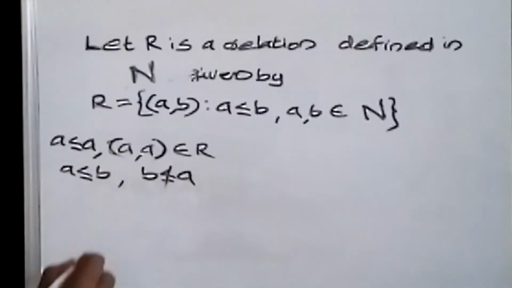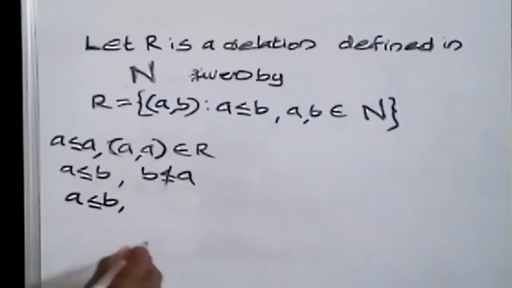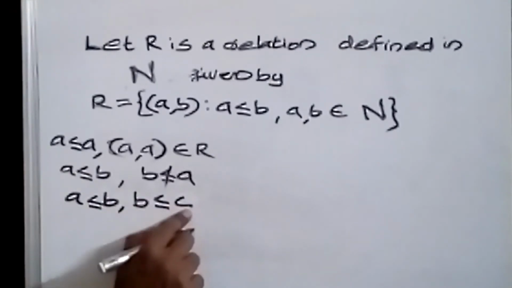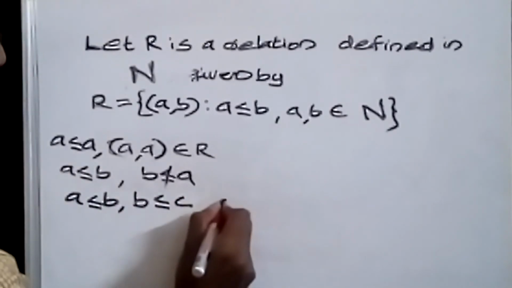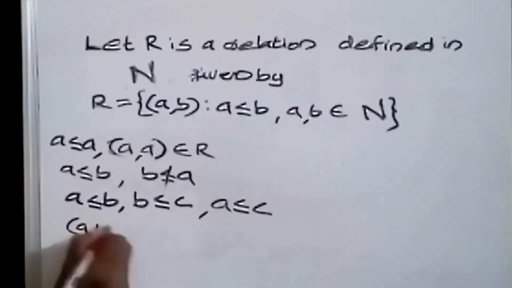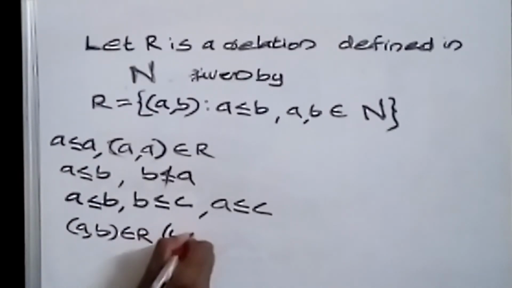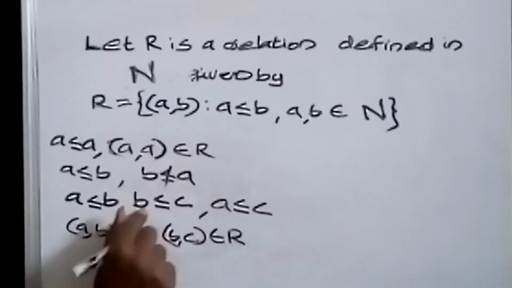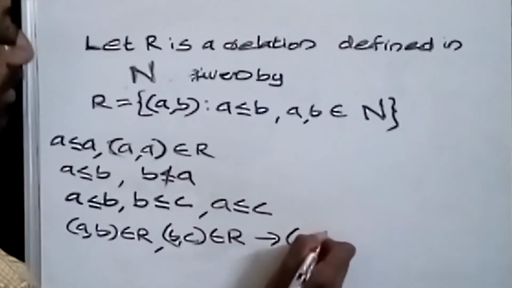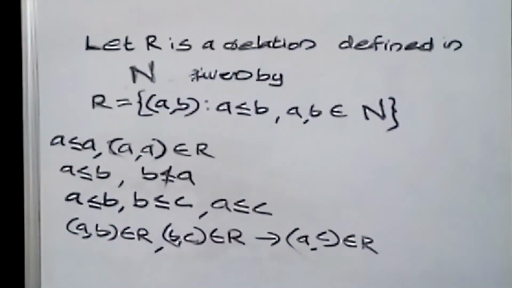Can it be a transitive relation? Let A be less than or equal to B, and let B be less than or equal to C. If A is less than or equal to B and B is less than or equal to C, clearly A is less than or equal to C. Thus, if (A, B) belongs to R, which means A is less than or equal to B, and (B, C) belongs to R, which means B is less than or equal to C, then this implies (A, C) belongs to R, that is, A is less than or equal to C. Therefore, the relation is a transitive relation.